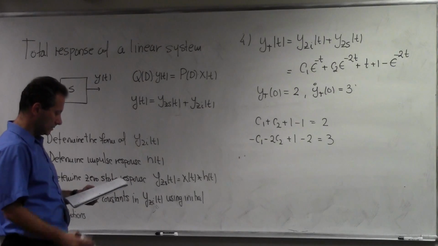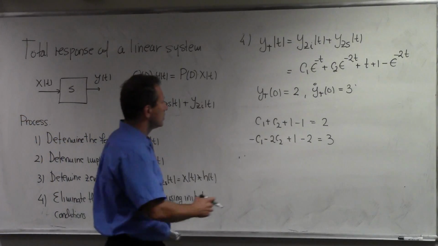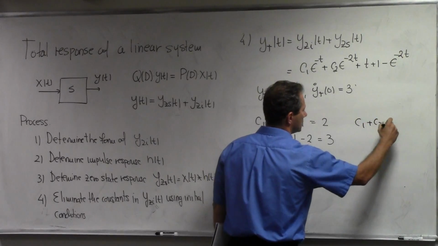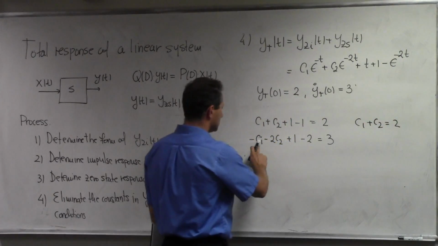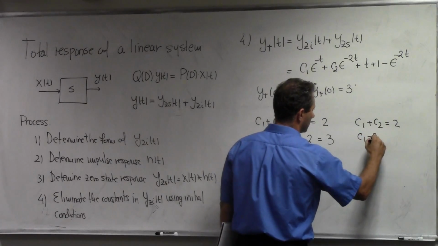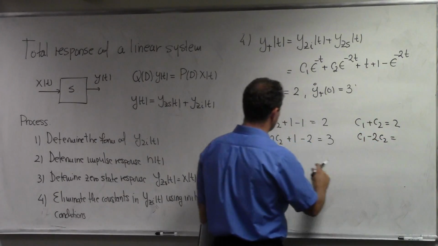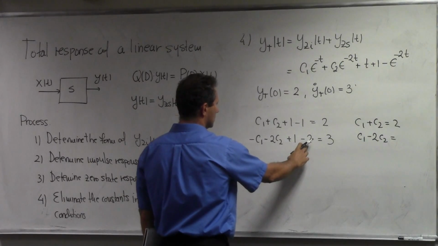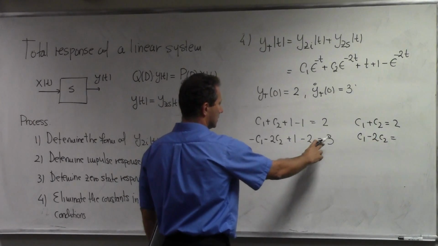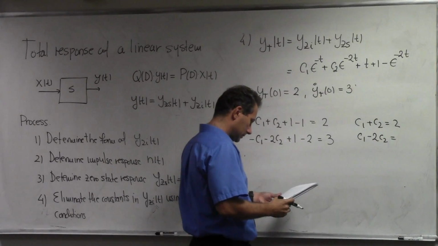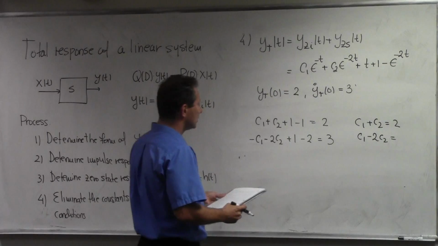1 minus, okay. I don't know, let's see. So this cancels, so C1 plus C2 is equal to 2, and then C1 minus 2C2 is equal to, well, this is minus 1, so it's 1, and this is minus 3, so minus 4, right? Am I correct? No.